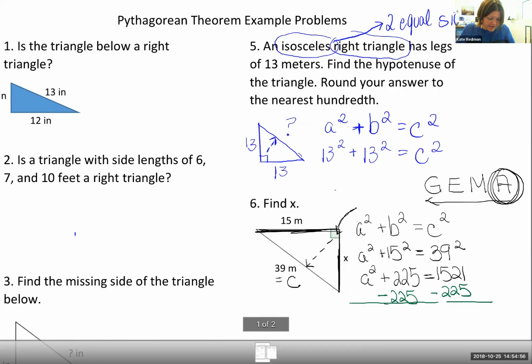Now, after making this balance change to both sides of my equation, let's see what's left. On the left-hand side, adding 225 and subtracting 225 will cancel. So all I have left is my a squared.